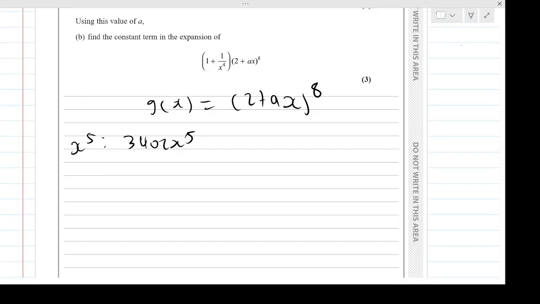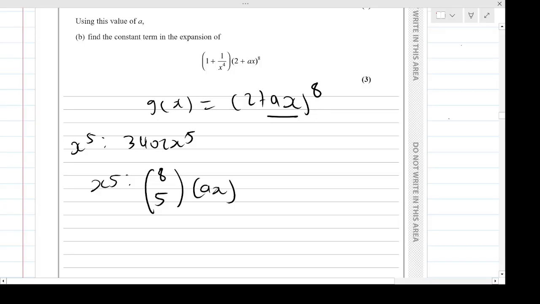If we do the binomial expansion, we know the x^5 term has a binomial coefficient first. The total power is 8, so n is 8, and we have n choose r, where the term number is 5. So 8 choose 5. Then we have not x but ax, (ax)^5, because that gives me my power of 5. Then the remaining part is the constant 2 to the remaining power of 3, since 8 take away 5 is 3.